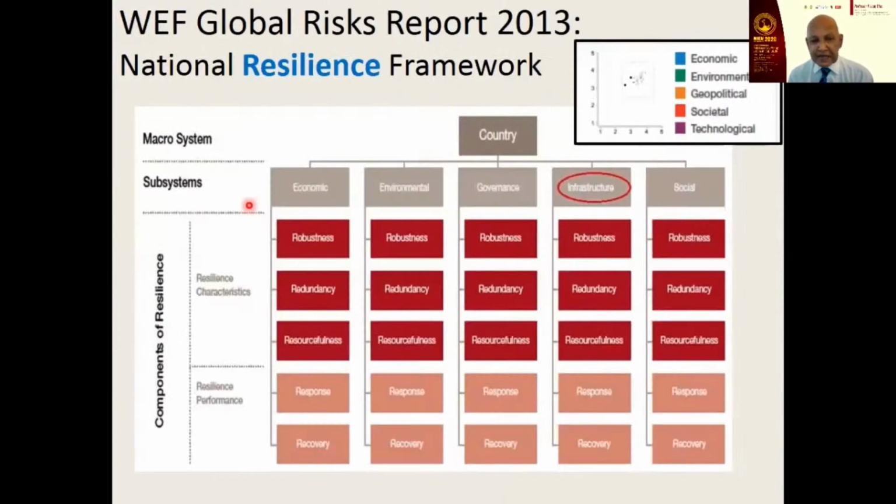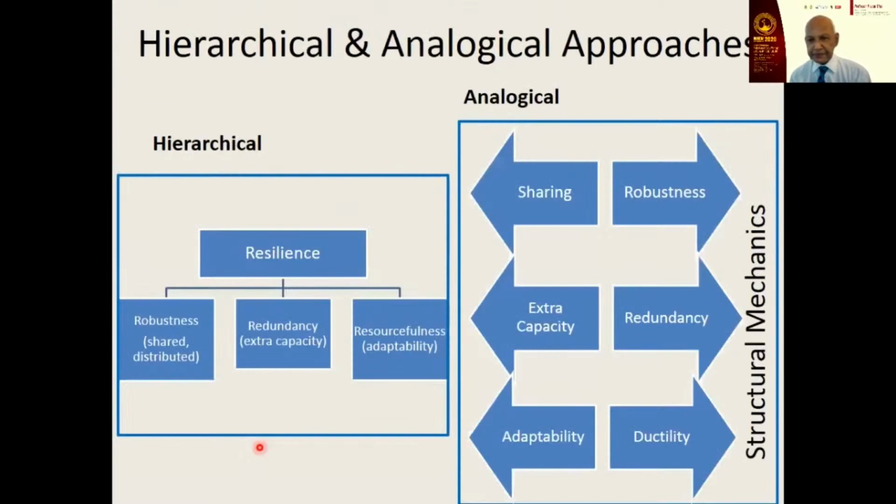Interestingly, when the World Economic Forum looked at a much wider set of systems, economic, environmental, governance, etc., they used almost the same words to define what the characteristics of resilience were: robustness, redundancy, and resourcefulness, which is similar to what I call ductility. And this is about resilience performance, that is the response to a disaster and also the recovery from the disaster.